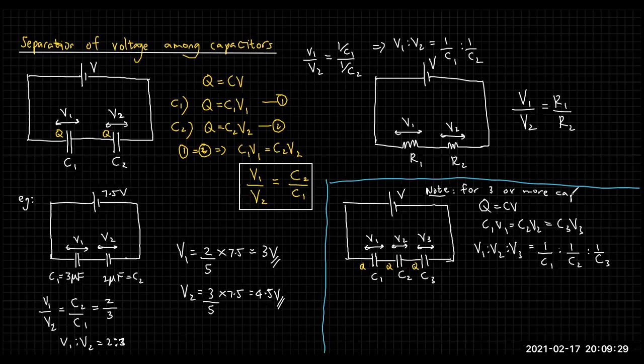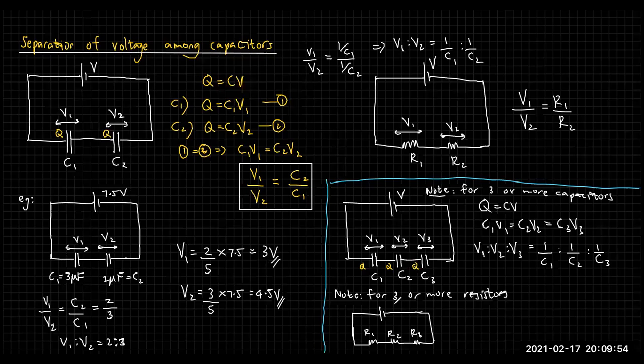For three or more capacitors, this is how we are going to use. At the same time, if you come across resistors, what will you do for three or more resistors? For three or more resistors, it's going to be the other way around. It's very easy, straightforward. Let me quickly draw this diagram for you. Right, so one resistor, two resistor, three resistor. It is R1, R2, and R3, and the total voltage is V, and across each the voltages V1, V2, V3.